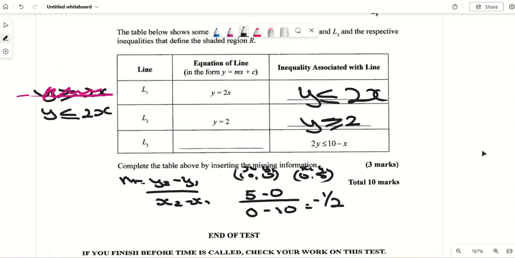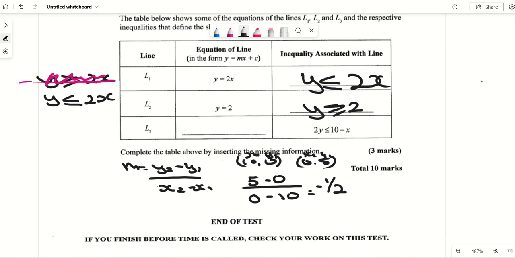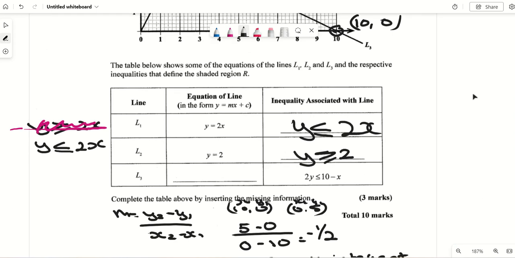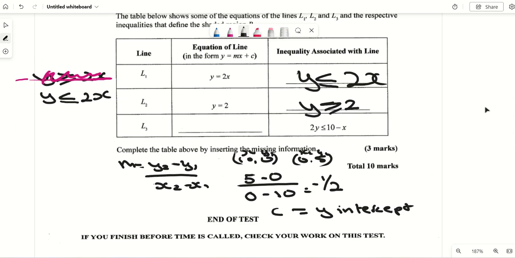Another way to find c, guys, c is also known as your y-intercept. So c is equal to your y-intercept. That is the point at which your line crosses your y-axis. So the point at which it crosses your y-axis is 5. So that means c is equal to 5, right? So your equation is going to be y is equal to minus a half x plus 5. Right? This is one way.